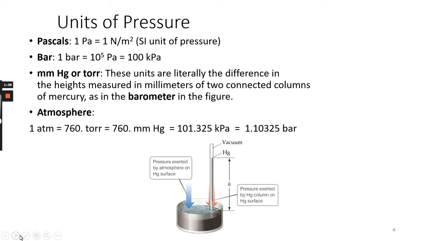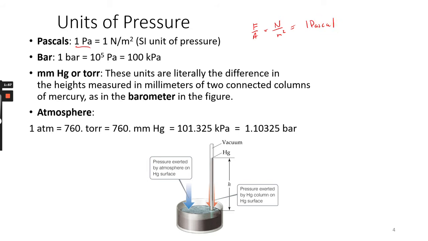The units of pressure. The SI units, or metric units, are the pascals, and 1 pascal is equal to 1 newton per meter squared, because remember, it's force over area, and force is measured in newtons, and area is in meters squared. This is equal to 1 pascal.